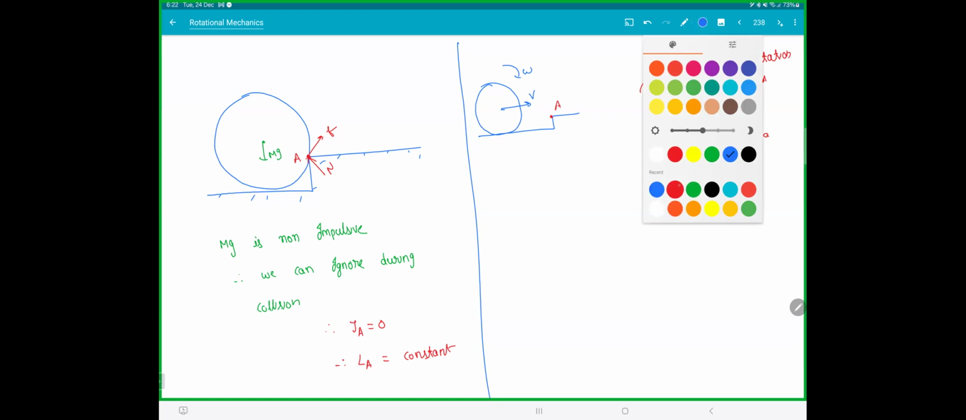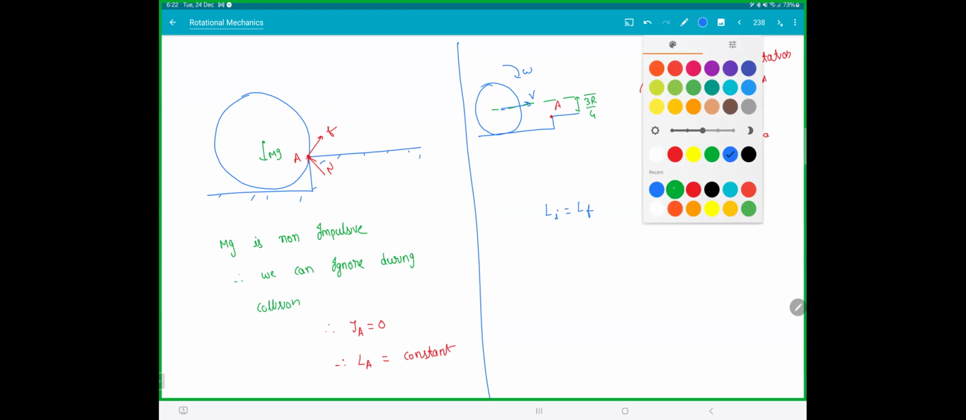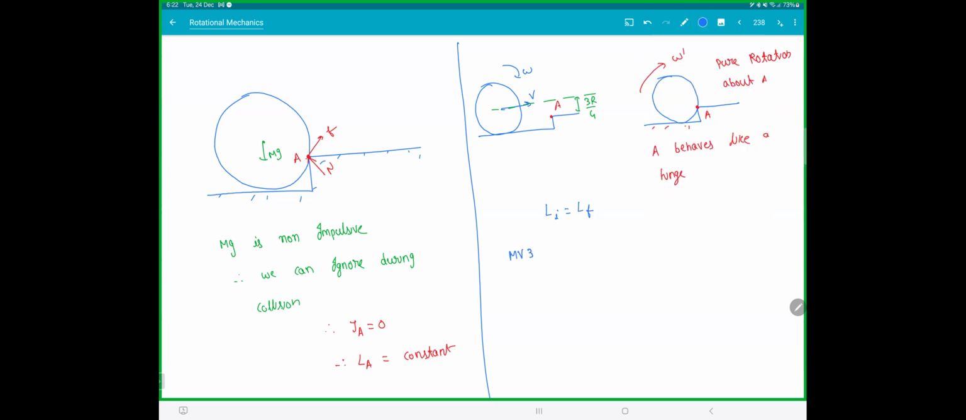So L initial is equal to L final. L initial will be angular momentum of center of mass plus angular momentum about center of mass. I taught you in the last class. How much is this distance here? Extend the vector, drop the perpendicular. So this will be 3R by 4. That would be mV times 3R by 4 in the direction minus k cap, plus I_CM omega. It's a cylinder, so mR square by 2 omega, minus k cap. Finally, it is purely rotating, so I about A into omega final, or omega dash, minus k cap.